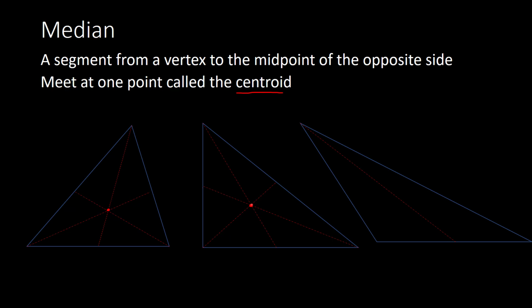And then here's an obtuse triangle. The first median goes from this vertex down to this side, and that's going to be to the midpoint of that side. And then from this other vertex going to the left side, and then from the other vertex to the other side. And notice they all meet at one point here as well, and once again that point is called the centroid.